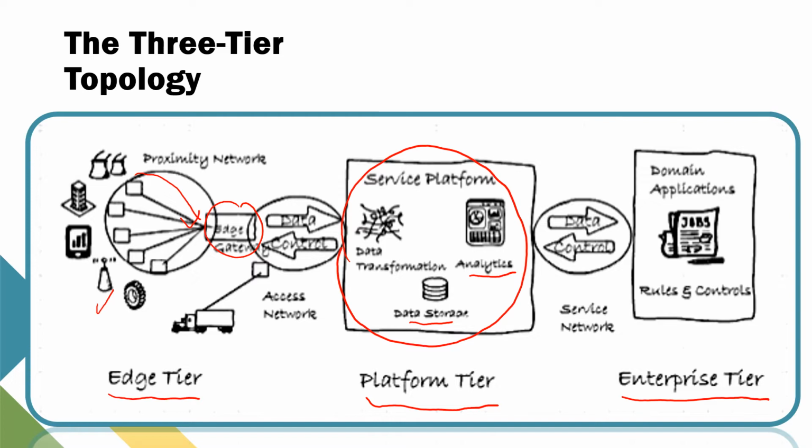Okay, so from one tier to another tier, there are certain connectivity that we have to look into. For example, in the edge tier, from all the end nodes to the edge gateway, it is using the proximity network. Then from the edge gateway towards the platform tier, we use the access network. And lastly, from the platform tier to the enterprise tier, where all the data is coming back and forth between these two, we use the service network.